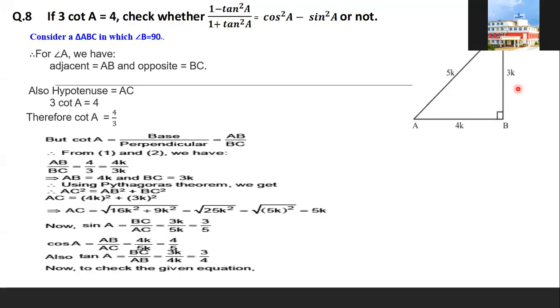What is tan A? Opposite by adjacent, opposite by adjacent. First I see the question, what we are required to find: tan A, cos A, sin A. So I found all 3 values. Any doubt in this one? No, ma'am. Now I'm going to apply these things.